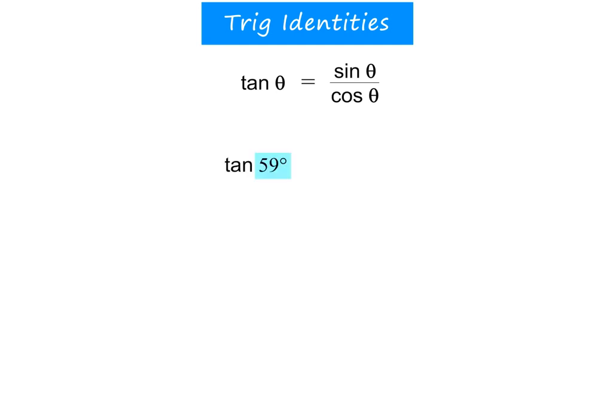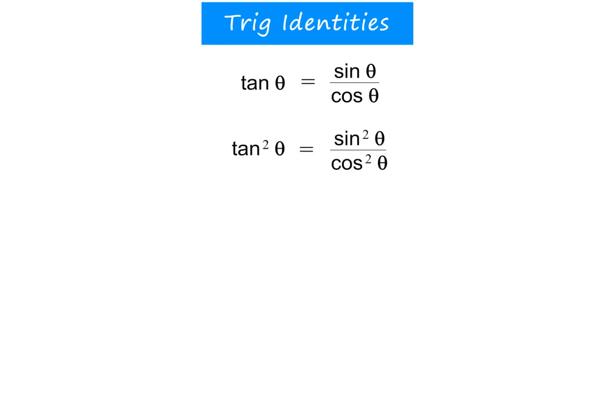Let's choose any value for theta, say 59 degrees. If we use a calculator to work out tan 59 degrees, we will get the following answer. If we use the calculator to calculate the value of sine 59 degrees over cos 59 degrees, we get exactly the same answer. This will always be true, no matter what value you choose for theta.